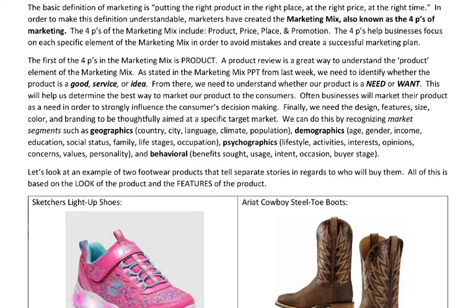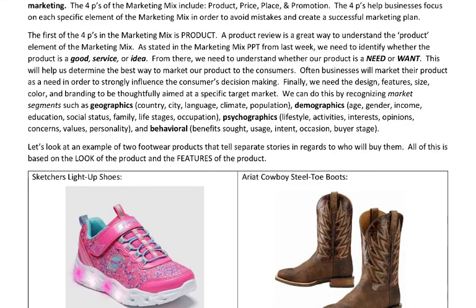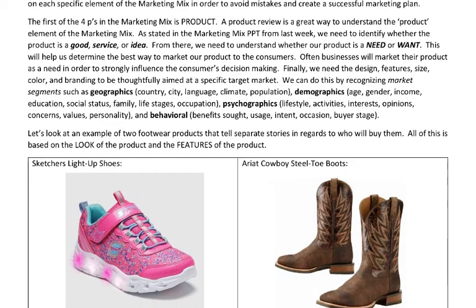Right. So the first of the 4 P's in the marketing mix is product. A product review is a great way to understand the product element of the marketing mix. So soon we're going to be watching a product review. As stated in the marketing mix PowerPoint from last week, we need to identify whether the product is a good, service, or idea. All right. So again, a good is a tangible product. A service is something that you do for someone else that they will pay you to do. Right. An idea is kind of a bigger level. Autism Speaks, Live Strong. That was a strong idea. The Ice Bucket Challenge, right, was an idea.